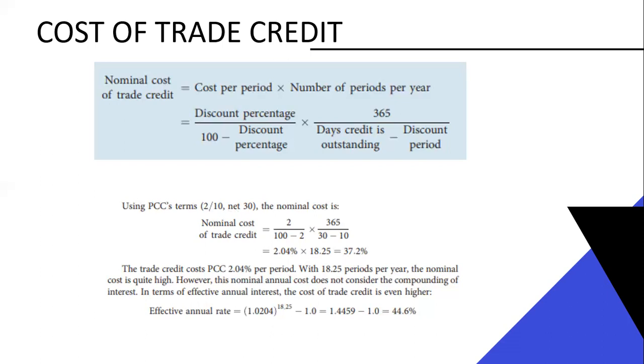Now, that's the nominal cost of trade credit, but if we want to calculate the effective annual rate, if you notice this term, 2 divided by 98 comes to 2.04%. And this term comes to 18.25%. So if we want to take the effective annual rate, we convert this into decimal points, add 1 to it. So that comes to 1.0204. And we take that to the power of 18.25, which is this right over here. And we subtract 1, and that will give us 44.6%.